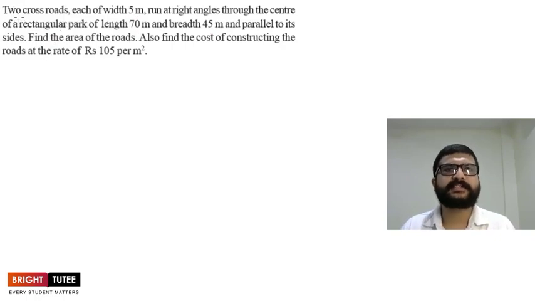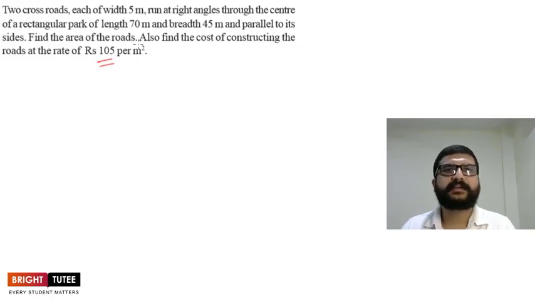Two crossroads, each of width 5 meters, run at right angles through the center of a rectangular park of length 70 meters and breadth 45 meters and parallel to its sides. Find the area of the roads. Also find the cost of constructing the roads at the rate of rupees 105 per square meter.